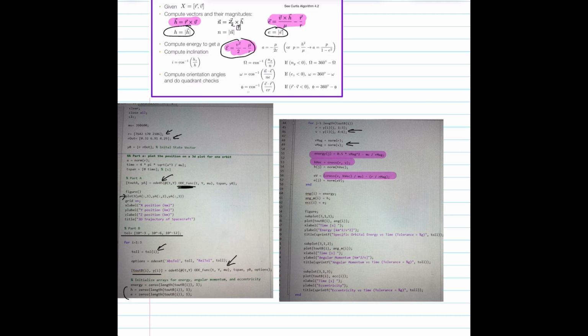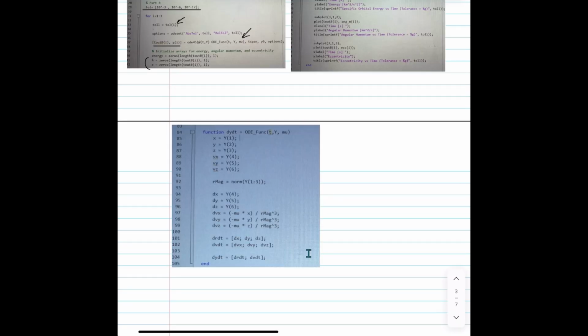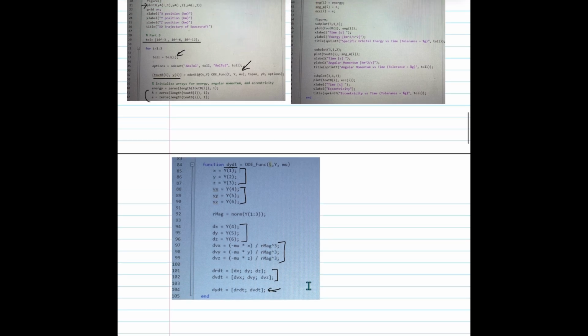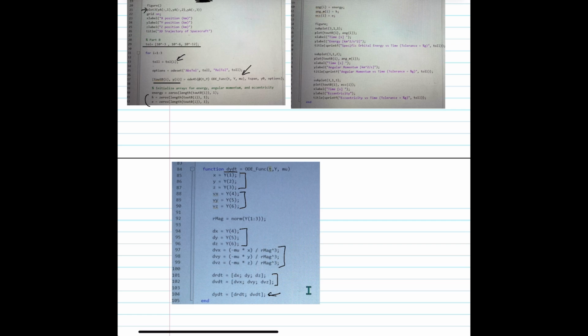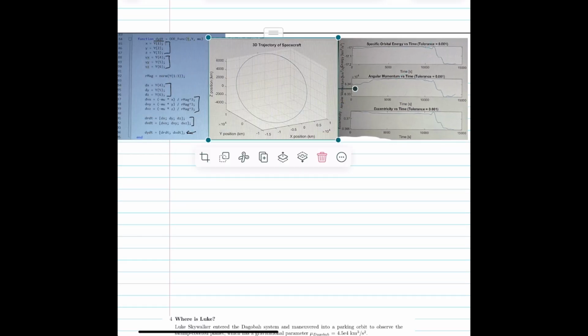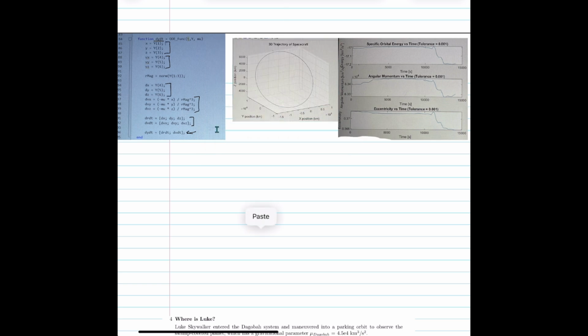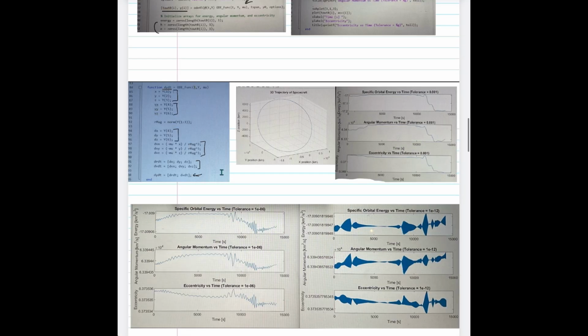And then we need the function ODE func, which is used to find the trajectory of the spacecraft. So we need to differentiate the position and the velocity. So the position differentiated is just the velocity, that's why it's y4, y5, y6. And we also need to differentiate the velocity, which is in lines 97 through 99. That is the trajectory of the spacecraft, and these are the orbital elements at the specific tolerance, which is 0.001. And then the other tolerances give us the orbital elements behaviors as well.